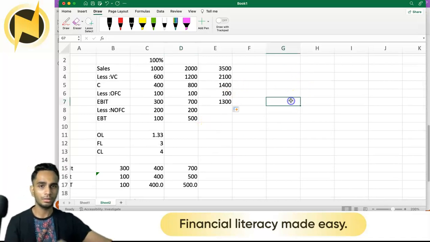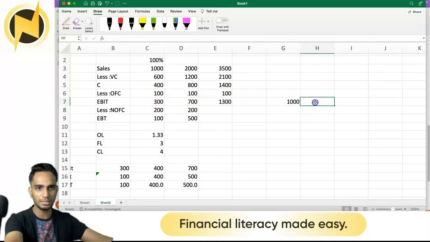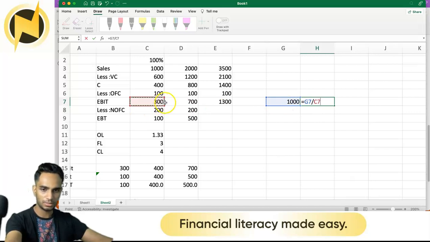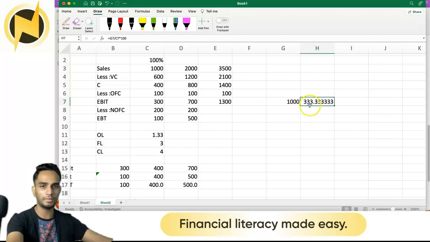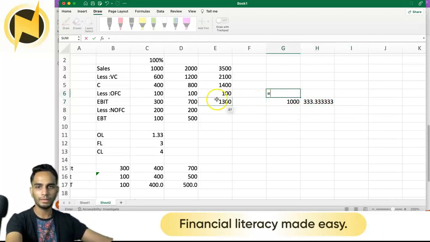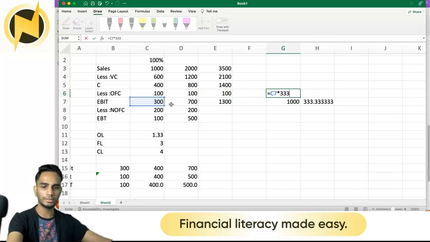Let's check what is the increase that actually happened. The increase was 1,300 minus 300. Now let's check the percentage. This divided by this into 100 gives 333%. Correct, exact. Or you can do that another way as well: take this and find its percentage, 333%.